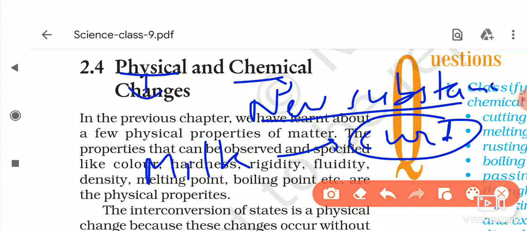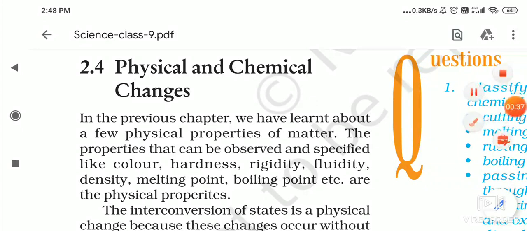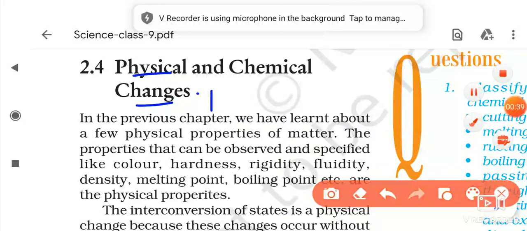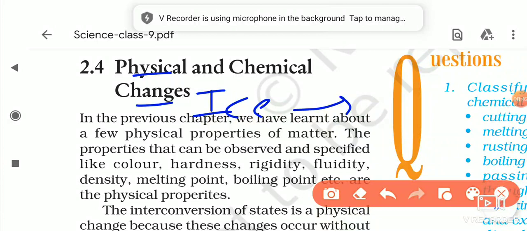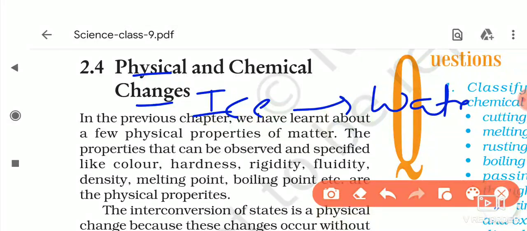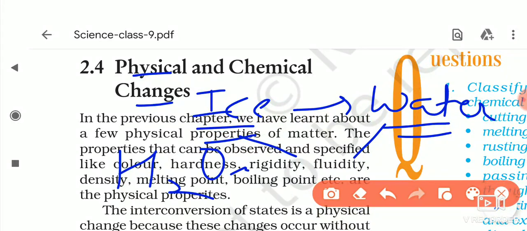But in case of physical change, no new substance is formed. For example, ice melts into water. Here, ice and water both have the same property because they have the same formula, H2O. It means no new substance is formed, and the physical change is reversible.